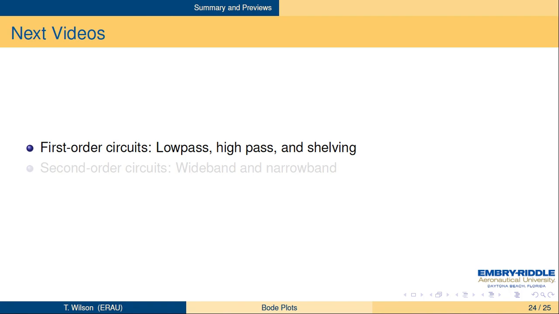So next we'll look at first order circuits in terms of circuit behavior. I mean, what's happening with the resistance and capacitance and the currents and the voltages. And in the next video after that, we'll look at second order circuits, both wideband and narrowband.